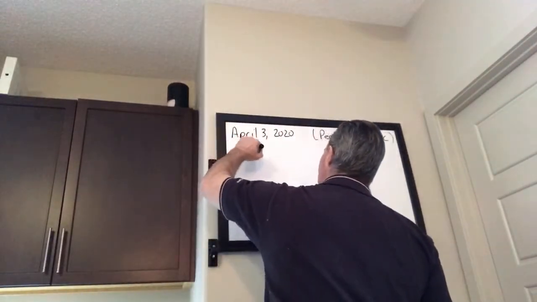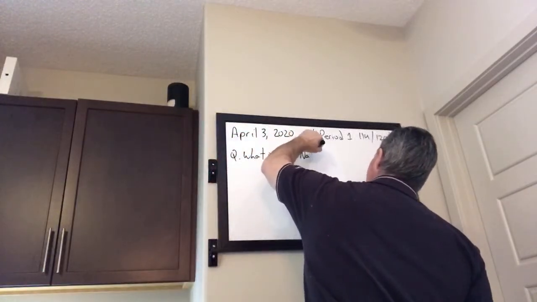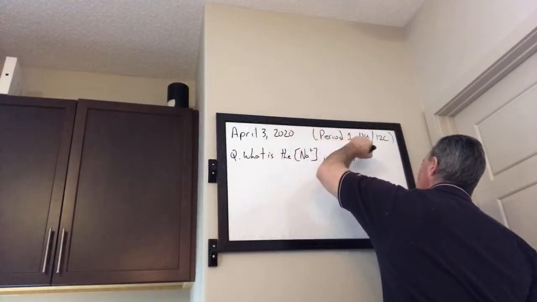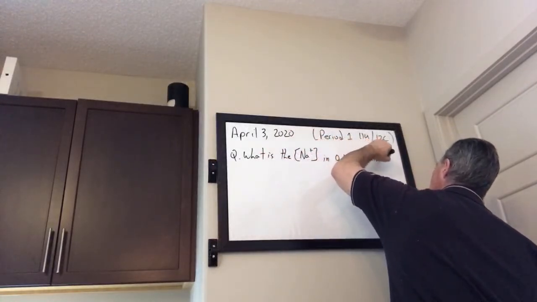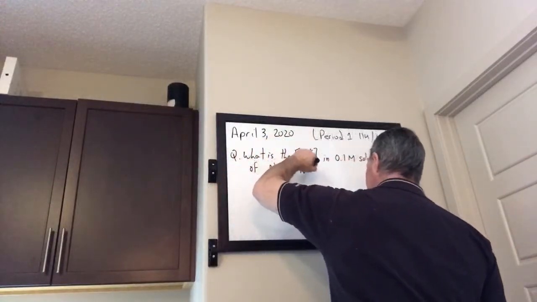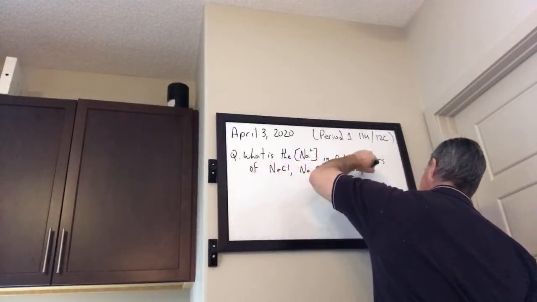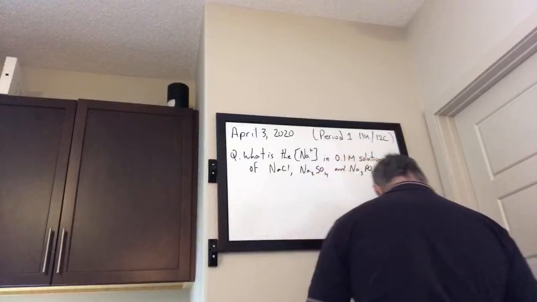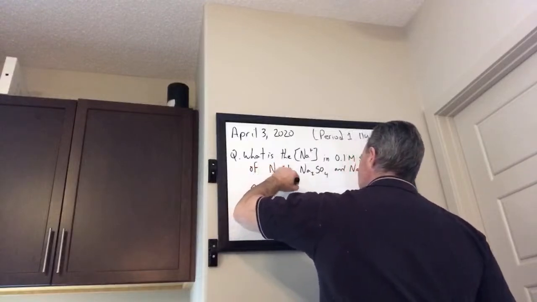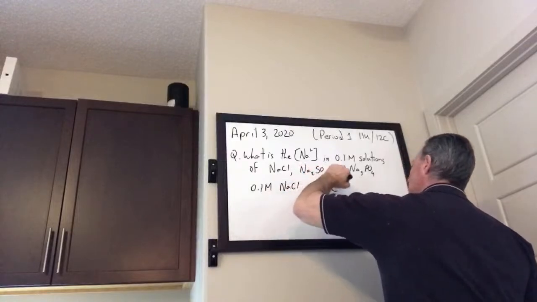Question: what is the sodium ion concentration in 0.1 molar solutions of NaCl, sodium sulfate, and sodium phosphate? So 0.1 molar NaCl gives a sodium ion concentration.